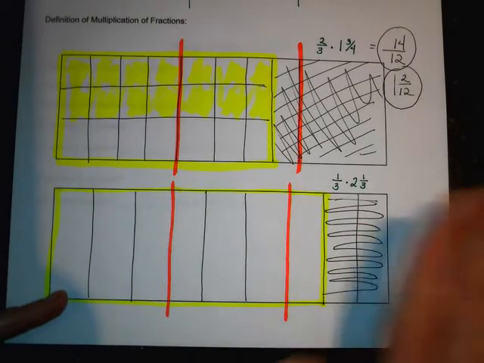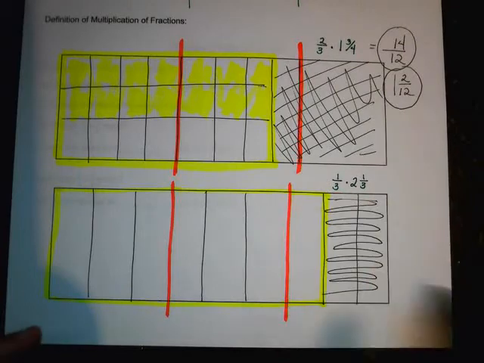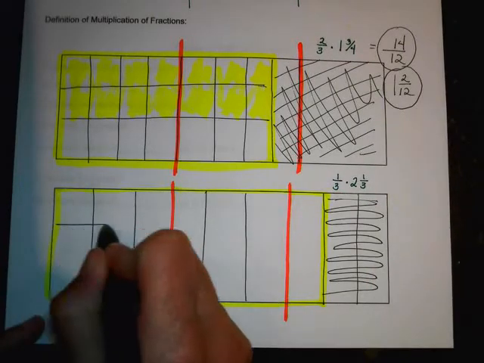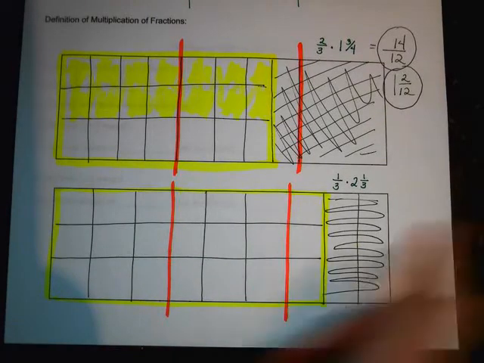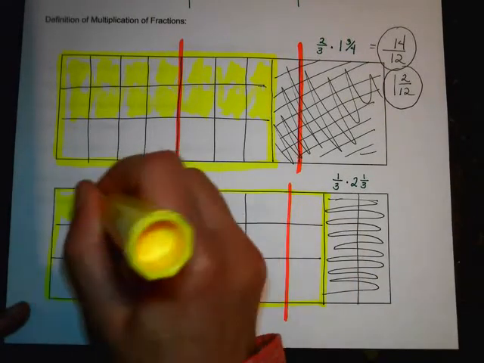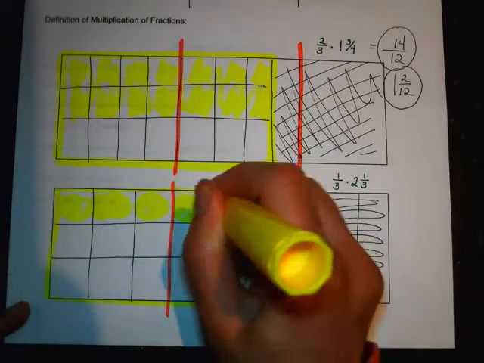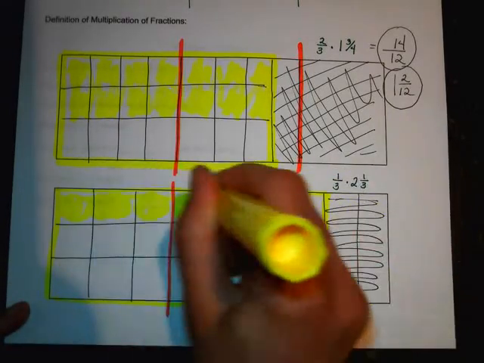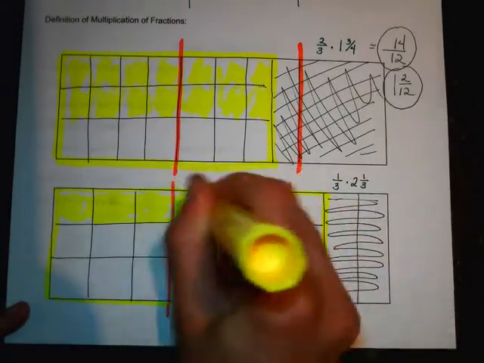And now I want 1/3 of that as my answer. So I want 1/3 of these 2 1/3 pans of brownies. There we go. Oh, one more. All the way over. 1/3 of it. All right, so here's the tricky part.